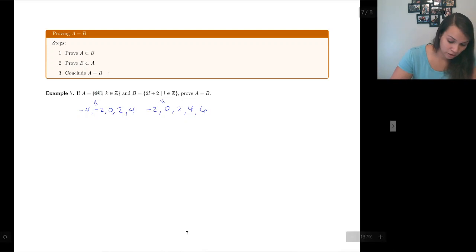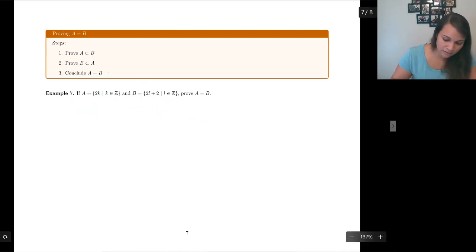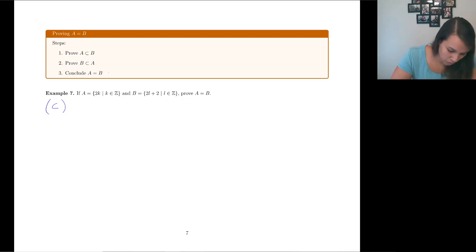Just like when we did the if and only if stuff, we're going to indicate which direction we're doing first. Let's go ahead and do this subset direction. So we have an element that we're going to say is in A.